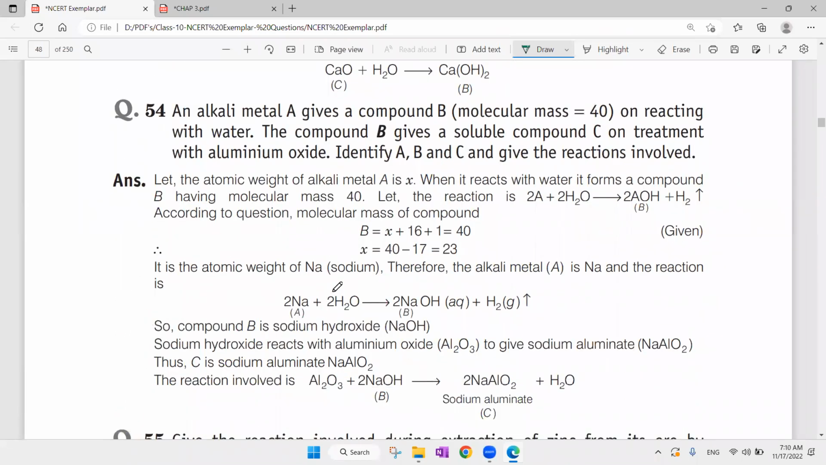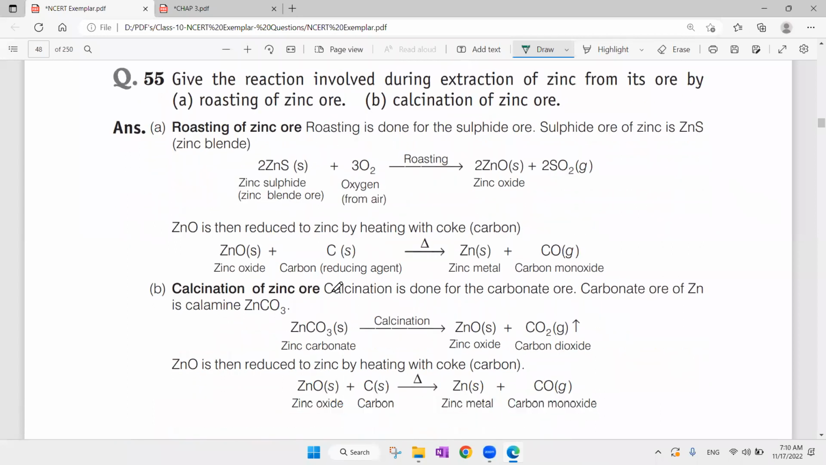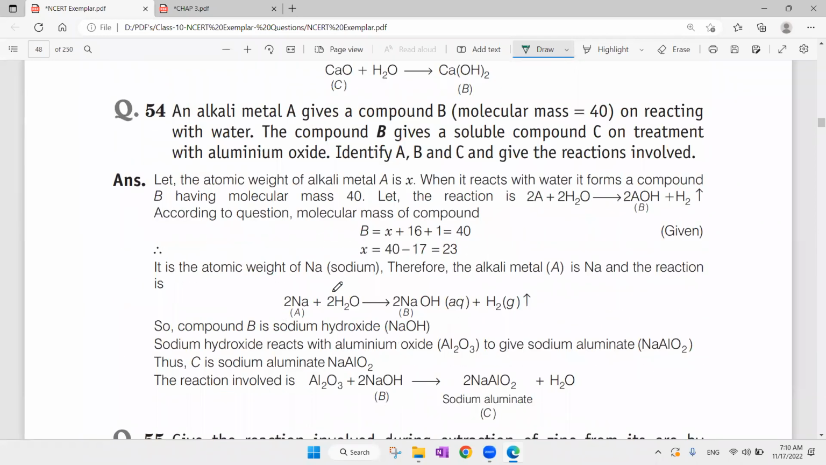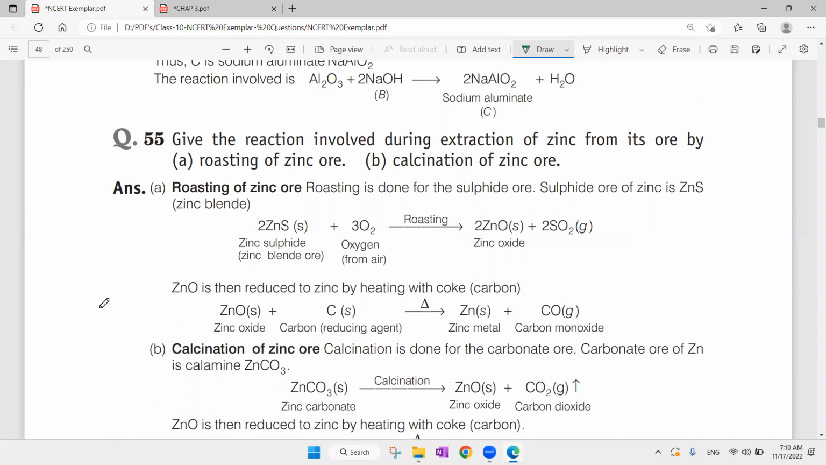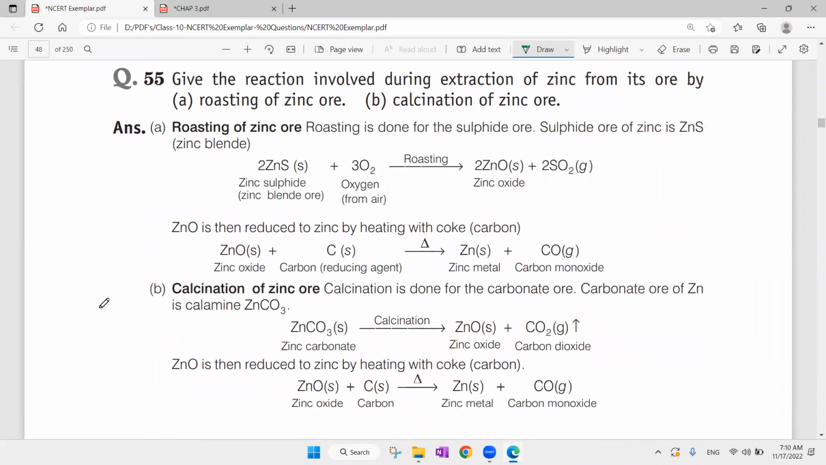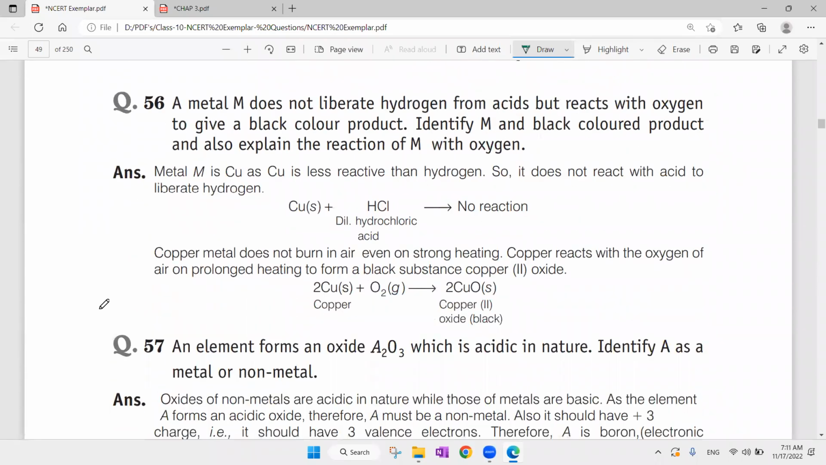Okay, guys, can you read this 54, 55? Such types of questions with A, B, C, metal are important. Why? Because in examinations you can get a metal compound A forming B and on treating with C, and all. And 55, zinc ore. This is regarding extraction of metals, roasting and calcination process. And 56, metal M does not liberate hydrogen gas but reacts with oxygen. They are talking regarding chemical properties of metals.